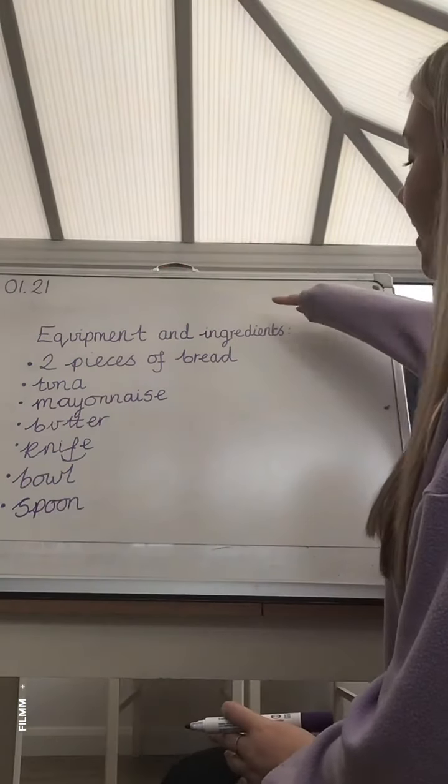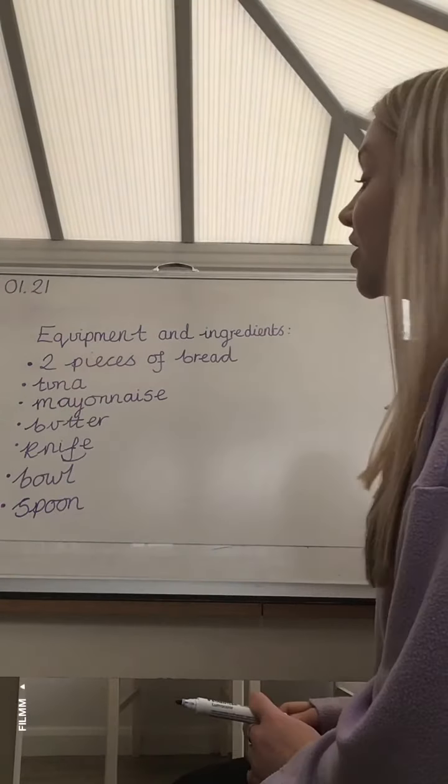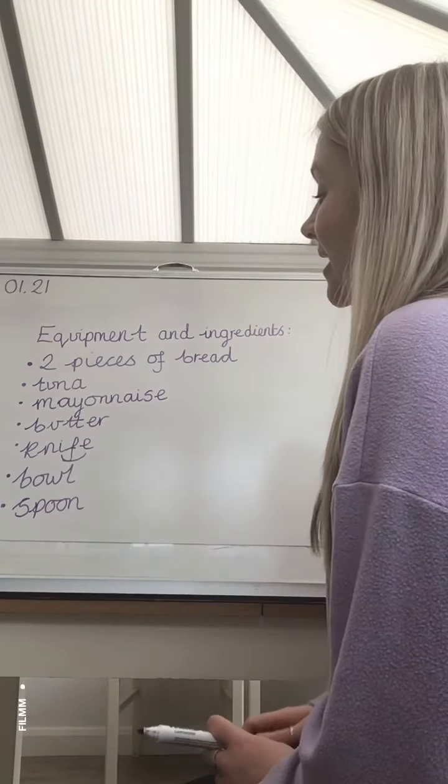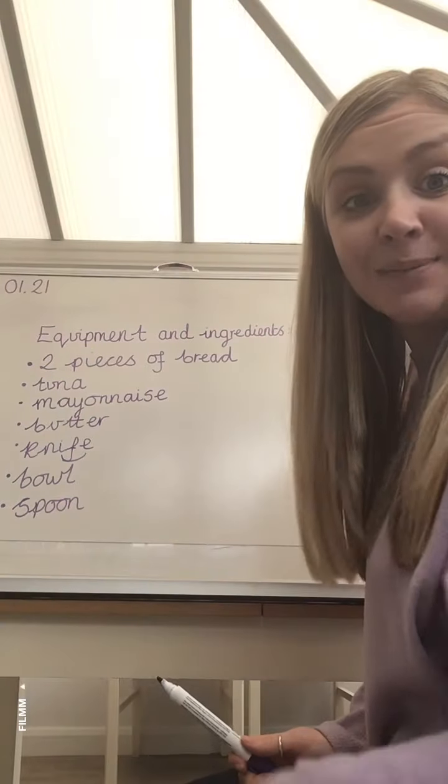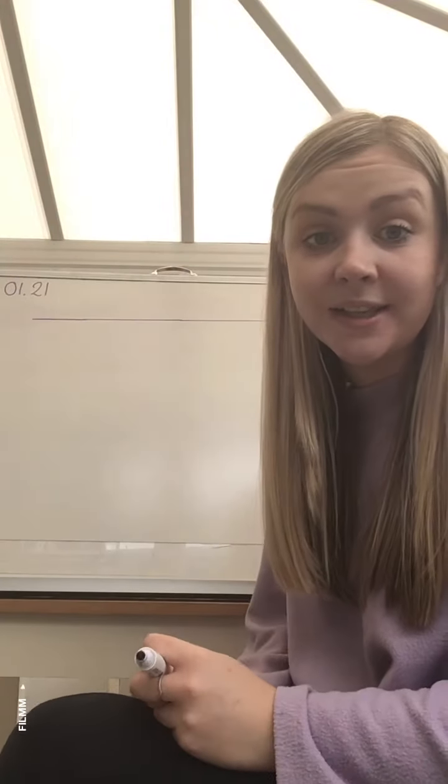Okay, so I've written the list of equipment and ingredients I need to be able to make a tuna sandwich, and I've recorded it on my equipment and ingredients sheets. You should do the same now. Now I've written my list of equipment and ingredients, I'm going to start writing the instructions.